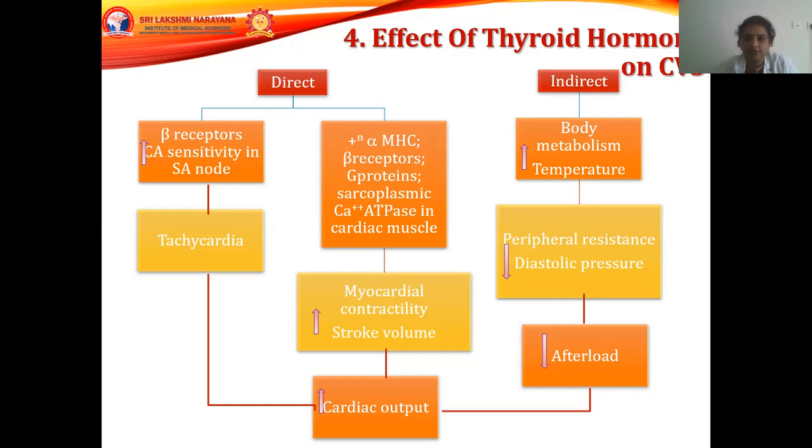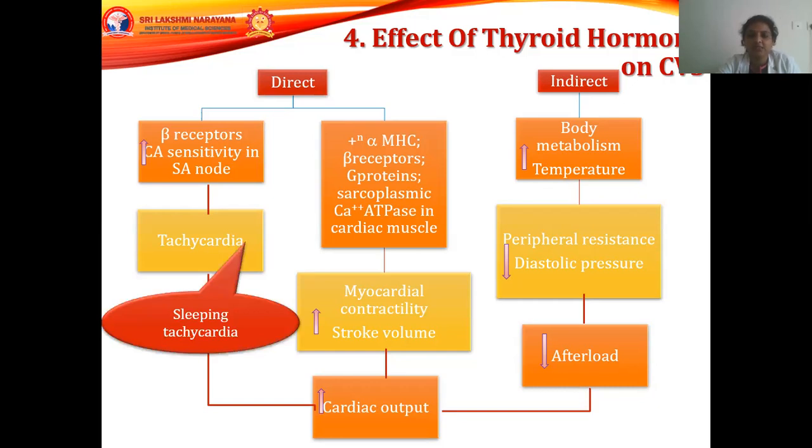So because of the direct effect of the thyroid hormone, now we have an increase in heart rate and also an increase in cardiac output. Now coming on to the indirect effect, there is an increase in the body metabolism and in the temperature, and that is going to lead to a decrease in the peripheral resistance, which in turn is projected as a decrease in the diastolic pressure. So peripheral resistance is nothing but the indicator of afterload, and hence the afterload also decreases.